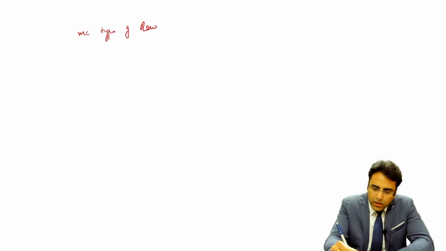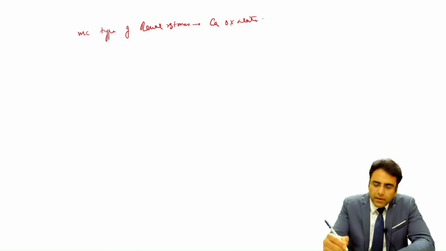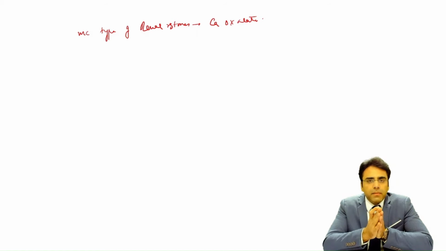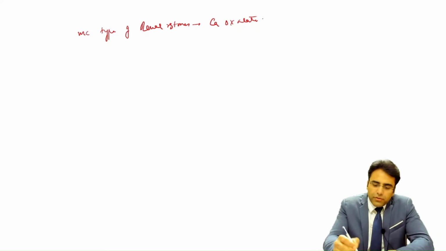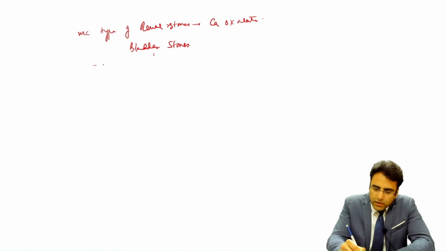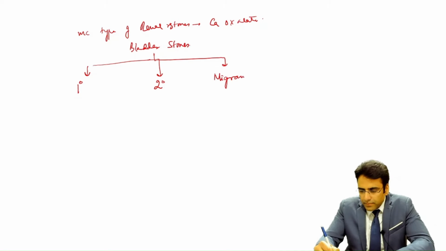So, we have the most common type of kidney stones or renal stones. They are calcium oxalate. Clear? Now, bladder stones, we divide the bladder stones. We have primary bladder stones, secondary bladder stones, and migrant bladder stones. These are of three types.